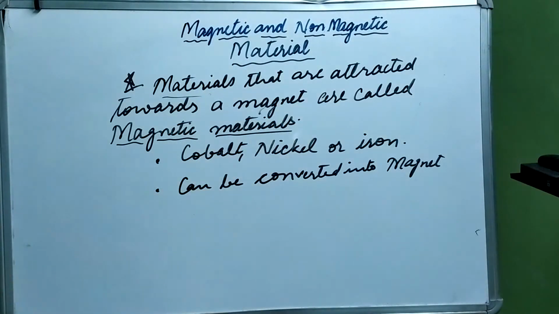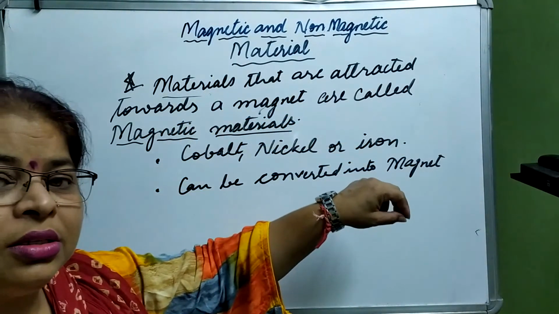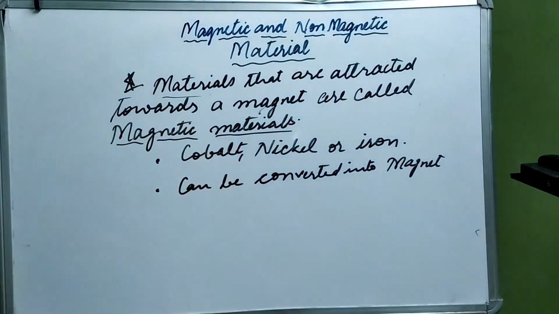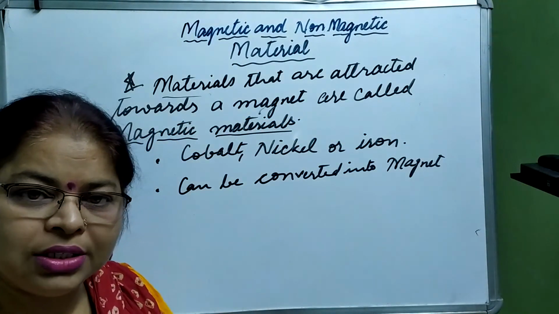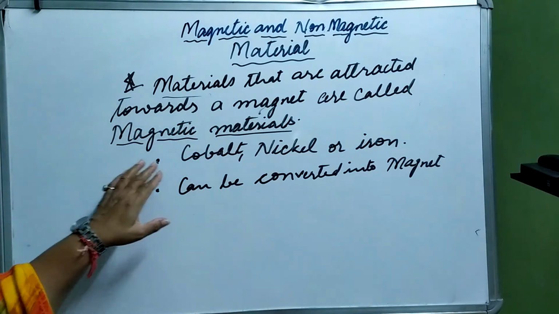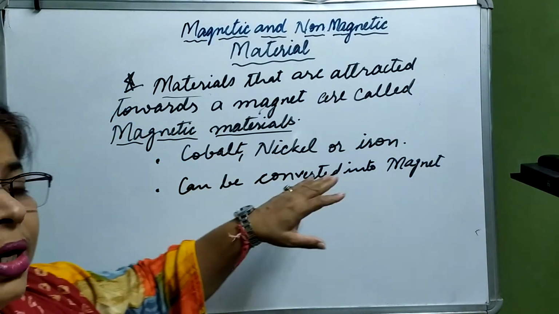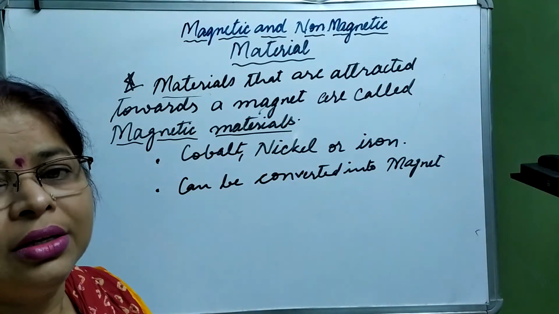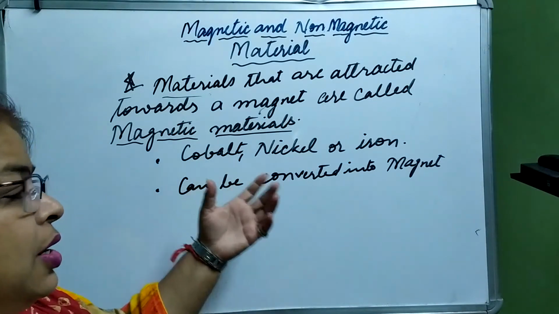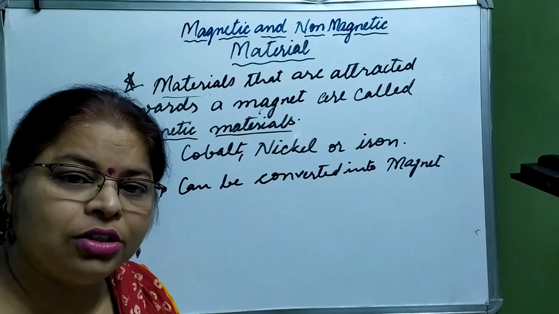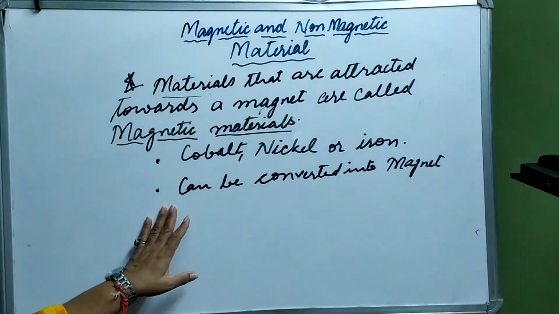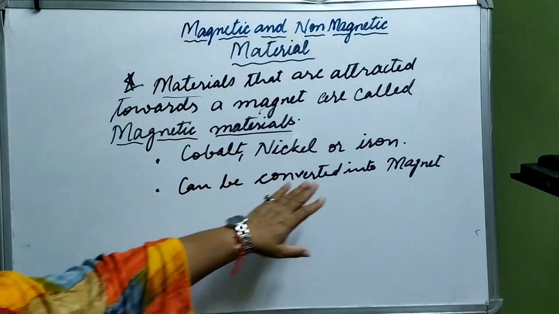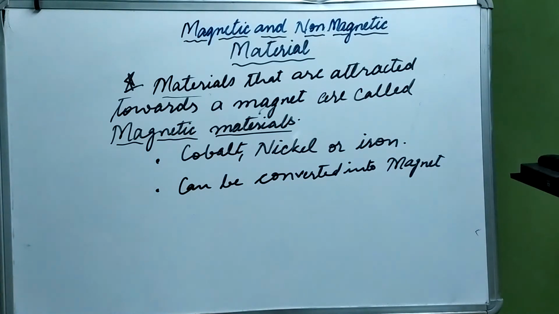So again let us recapitulate. Magnetic materials are the materials which get attracted towards a magnet. Examples are cobalt, nickel or iron. If anything is made up of any of these metals, it is going to be attracted towards a magnet. Another important thing, these magnetic materials can be converted into a magnet. So this was about magnetic material.